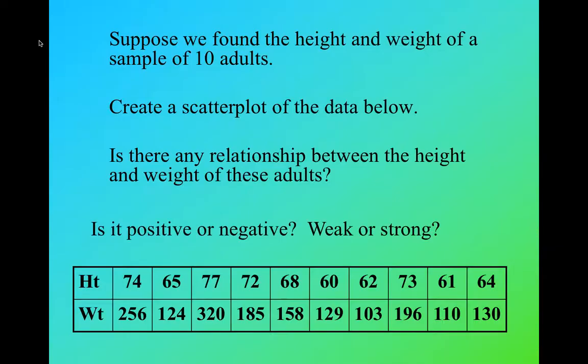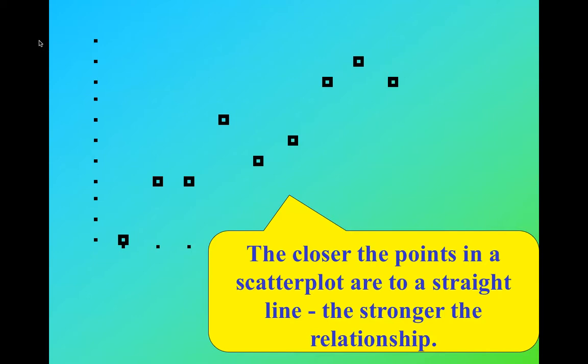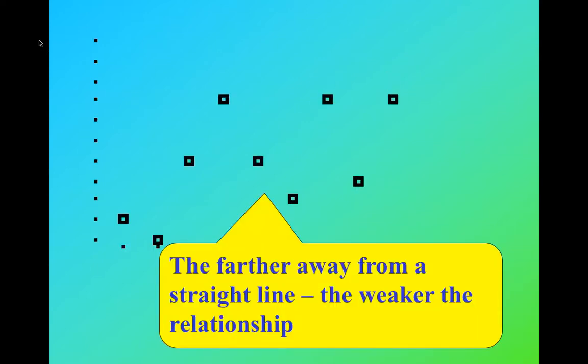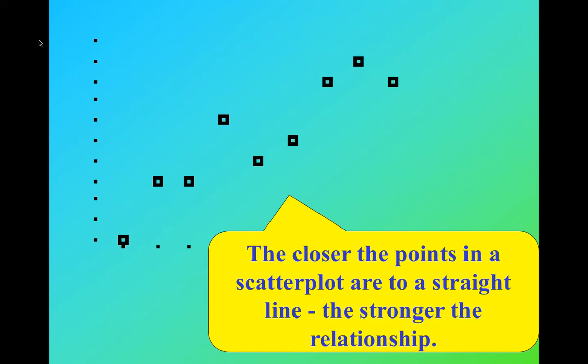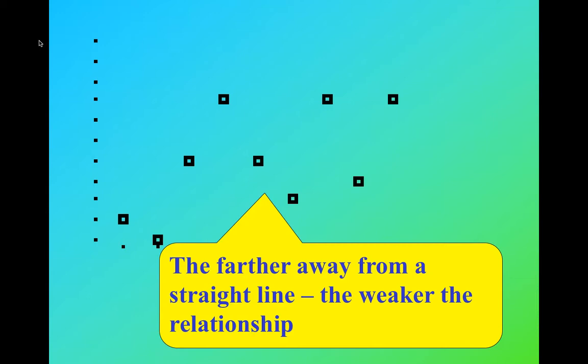Generally speaking, when we talk about correlation, the closer the points in a scatter plot are to a straight line, the stronger the relationship is. That means, conversely, the farther away the points are from one another, the weaker the relationship. So if we look at these two examples again, closer points form a stronger or more linear relationship. More scattered points form a weaker linear relationship because they are further away from a straight line.